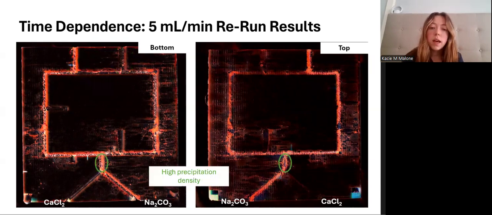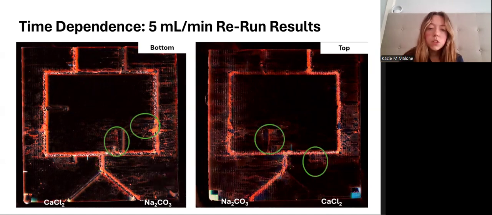We also see a high precipitation density that is present at the convergence channel where the two inlet fluids meet. We additionally see more similarities in the interaction with the dead end zones. So we do see precipitation forming in these dead end regions, indicating that fluid is interacting with the specific geometry features.